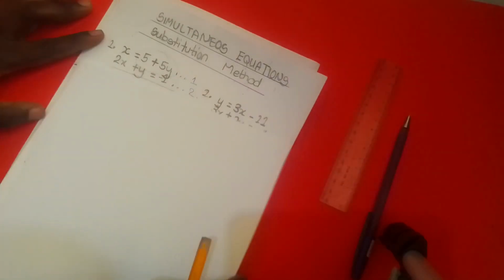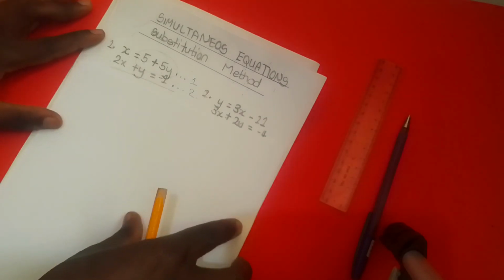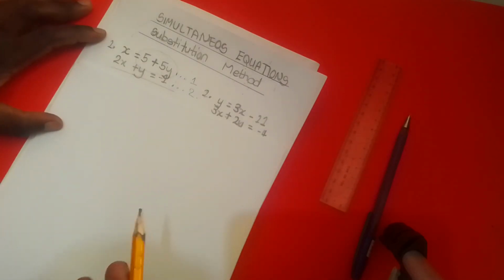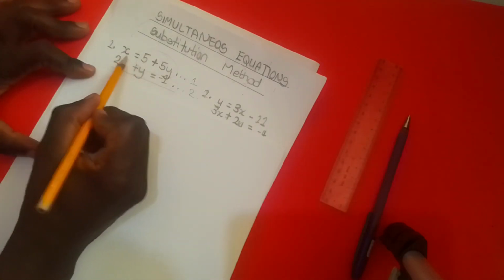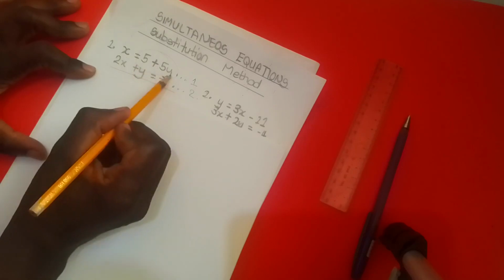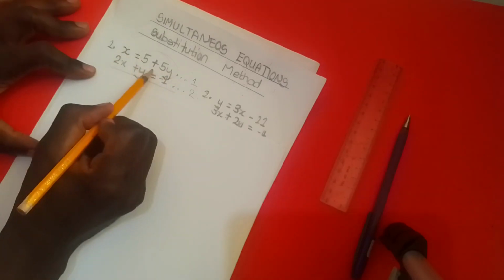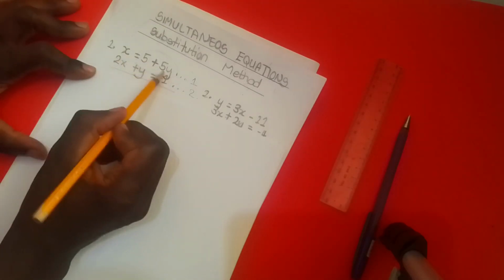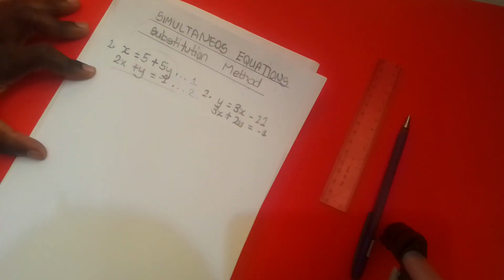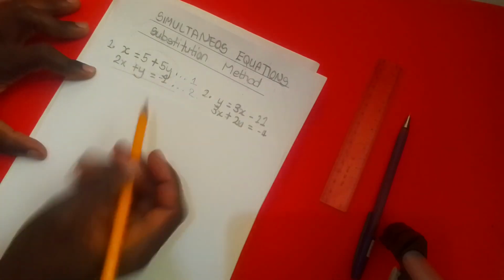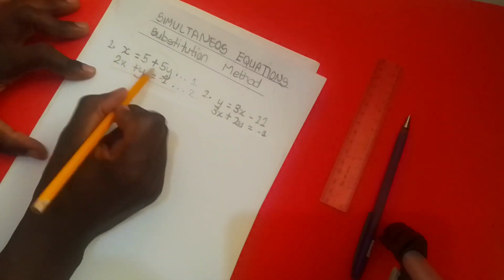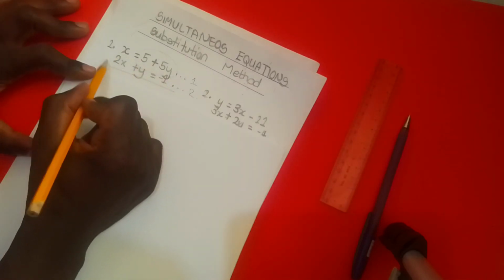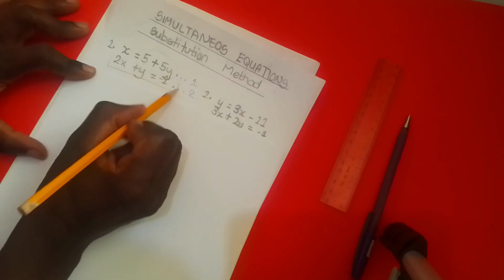I want you to keep in mind, when you're dealing with the substitution method, the principal thing you're doing is just substituting. It's clear that the question is saying that x is equal to 5 plus 5y, so there's no need for you to get confused with anything here. We are going to substitute x with 5 plus 5y in equation 2, everywhere where there's an x.